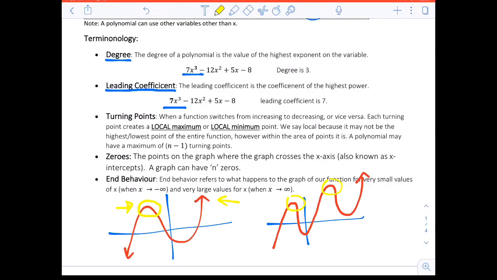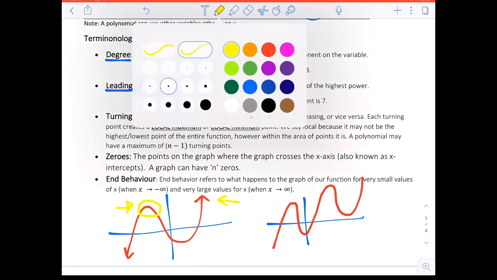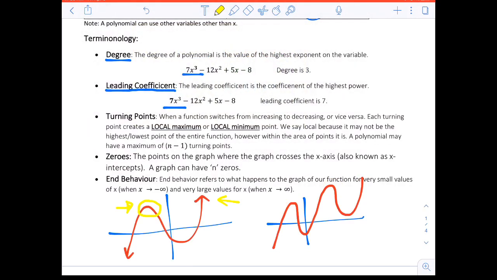We also have local minimums. Those would be just the opposite, where the bottom of the graph. So for example here, we would have a local minimum here and a local minimum here because that's where our slope is changing from negative to positive and changing from negative to positive. So it's just the opposite.